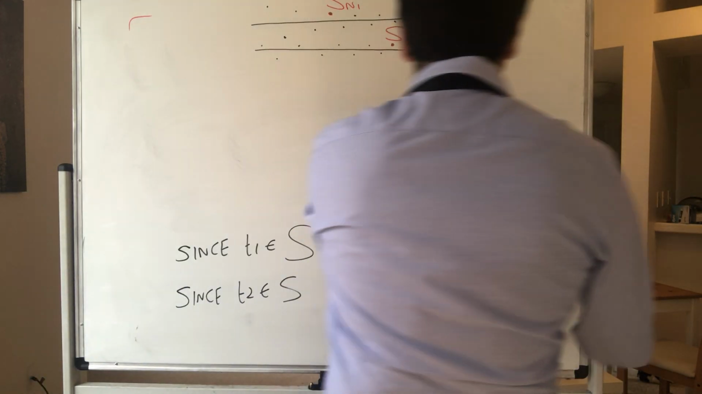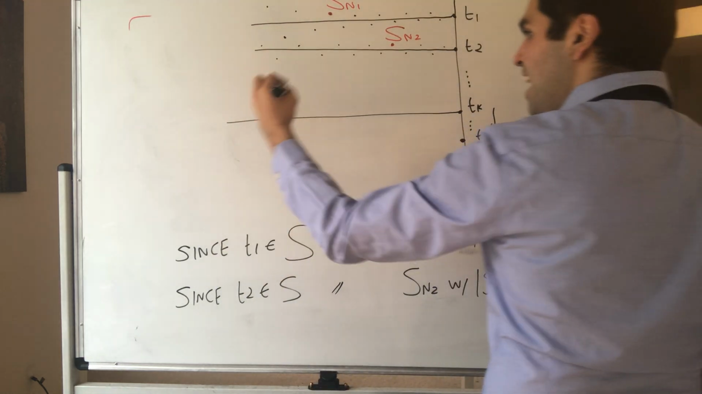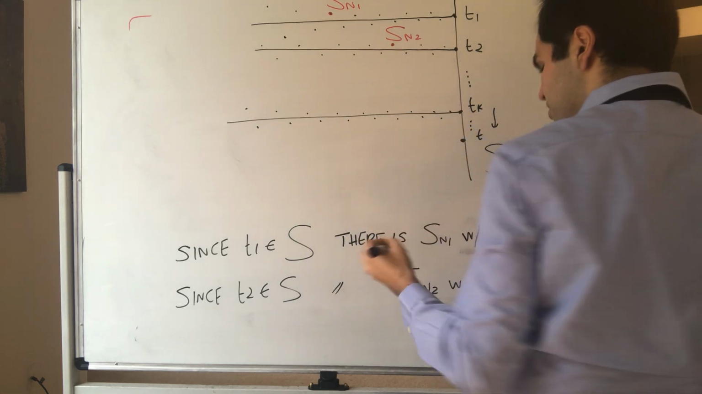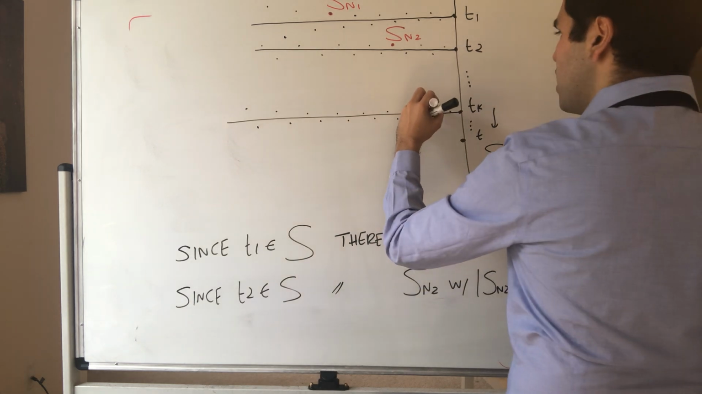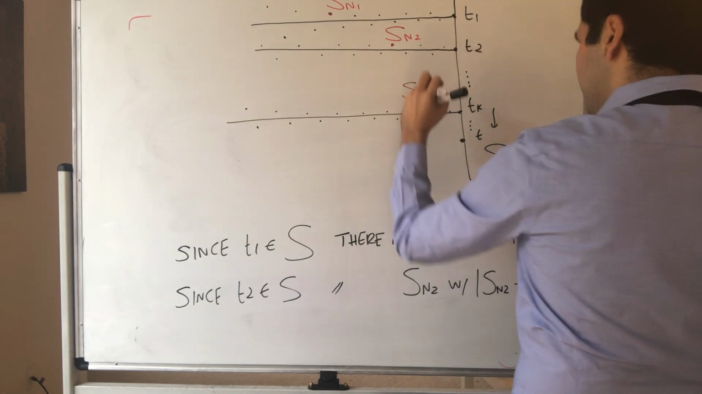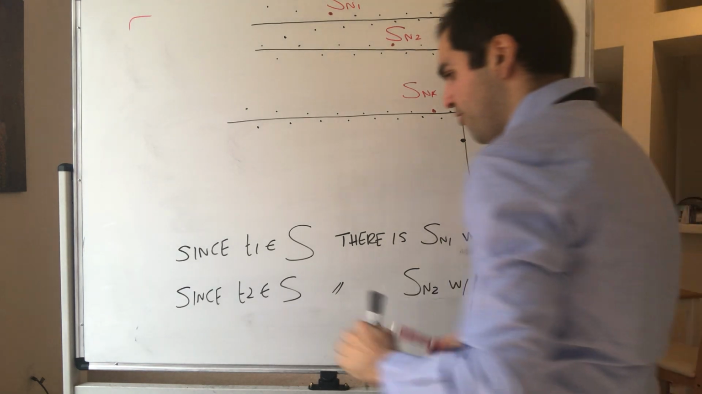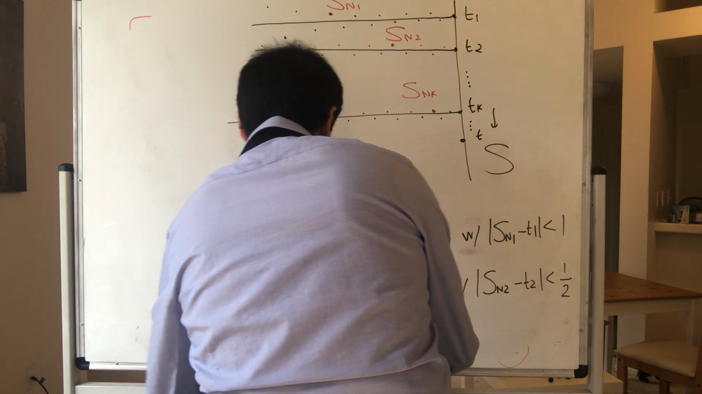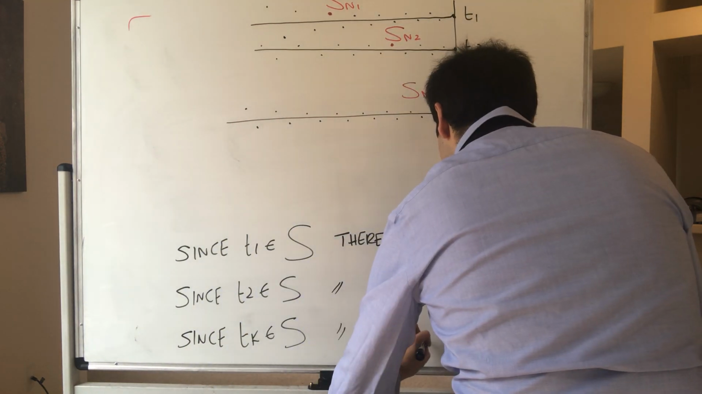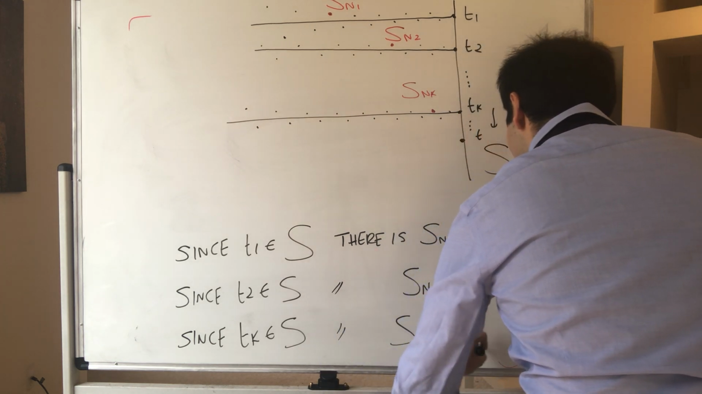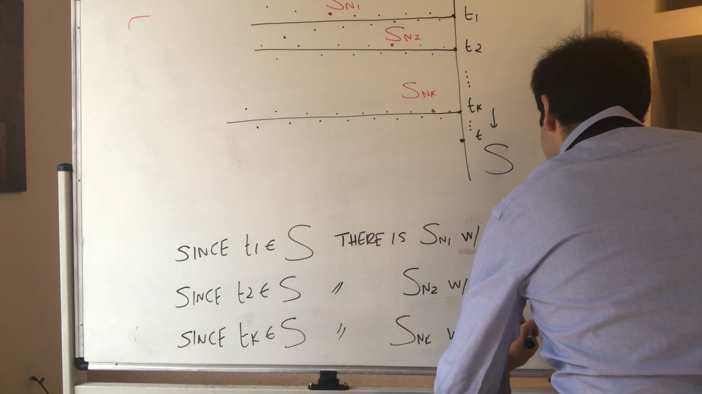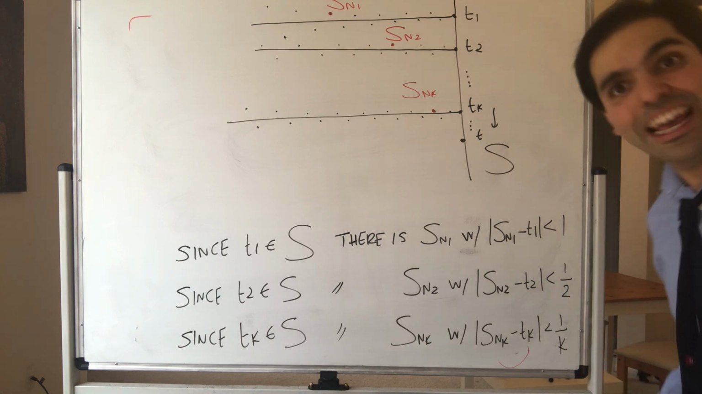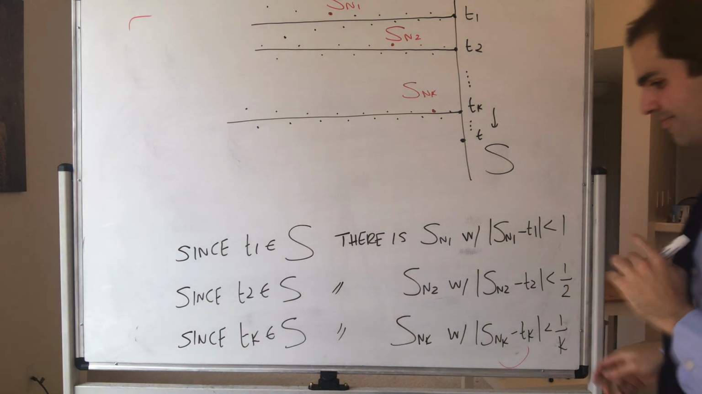And in general, because Tk is a limit point, there must be a subsequence converging to Tk, so there is some Snk that is at most 1/k away from Tk. So since Tk is an S, there must be at least one Snk, again after everything else, with |Snk - Tk| < 1/k. Now, okay? Get it? Here's the thing.